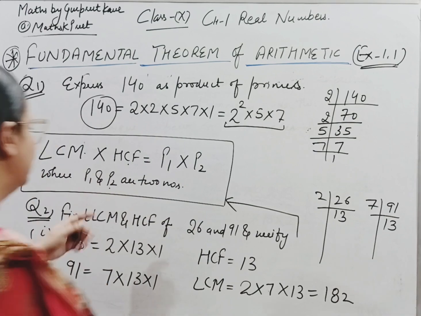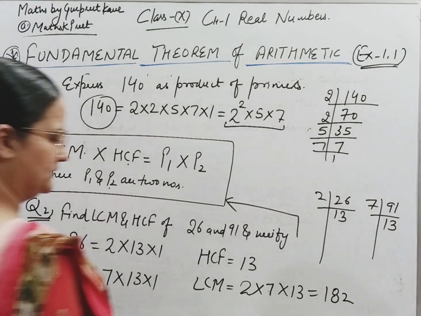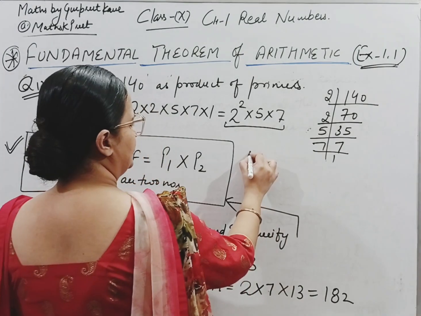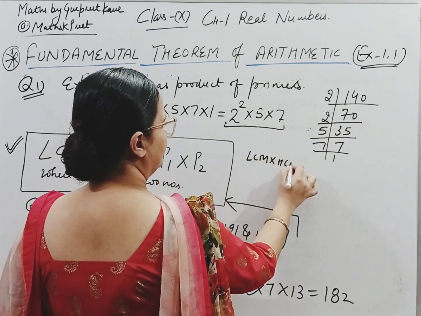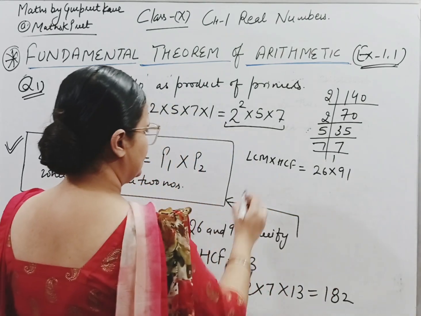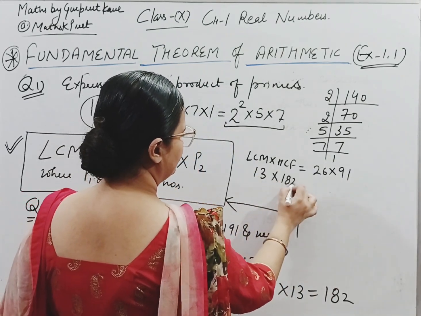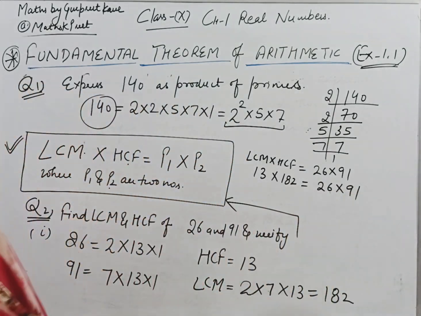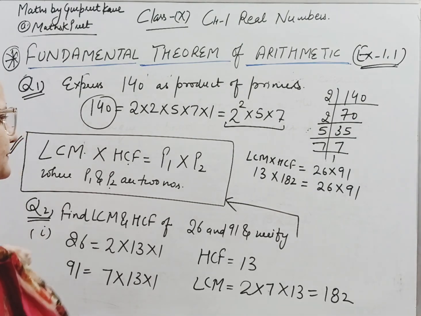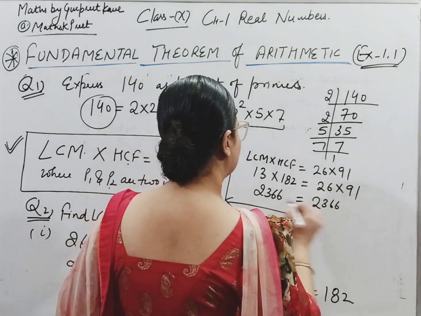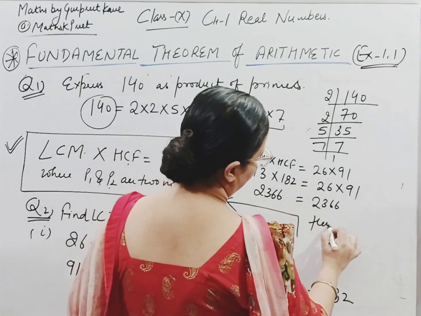Let's verify this result, whether we have calculated the HCF and LCM correctly or not. So it's saying that LCM into HCF will be equal to the product of the numbers. The numbers are 26 and 91. LCM is 182 and HCF is 13. So let's see whether this product gives us the same answer or not. I'm getting 2, 3, 6, 6 on both sides, so we can write, hence verified.